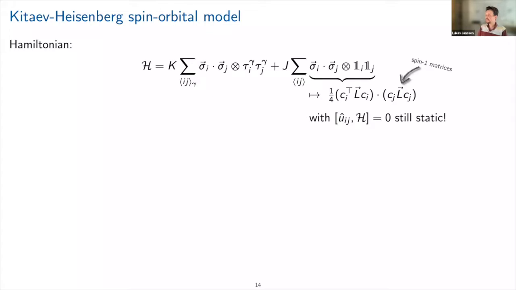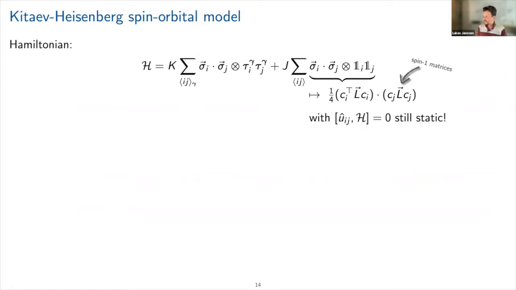It's still static. And if we do that, what we find is that we get a four-Majorana interaction term with some matrix in between. That's actually a 3x3 matrix, because of the three Majorana operators, three flavors. And you find this to be a spin-one matrix, the fundamental representation of SO(3), the spin-one matrices.